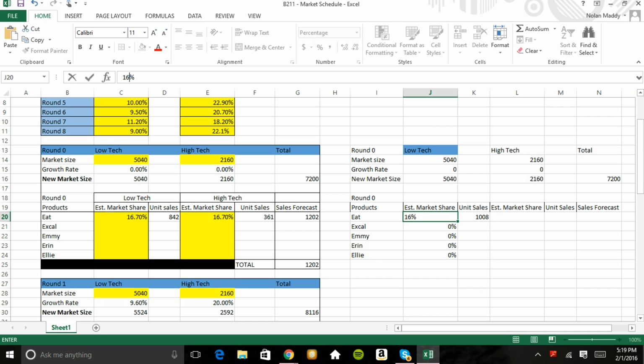So if I put in 16.7%, it will give us 84.2, and this is a decimal, so I can move that over so that way it's the same number. See, it's matching up perfectly. The same thing, you can drag and drop, and then anytime I put in a new value, it will, or actually I have to lock this in, which you do with the dollar sign. So it's going to lock in the percentage. So let's say we have 12% in low tech for XSCAL. We're going to sell 605 units.